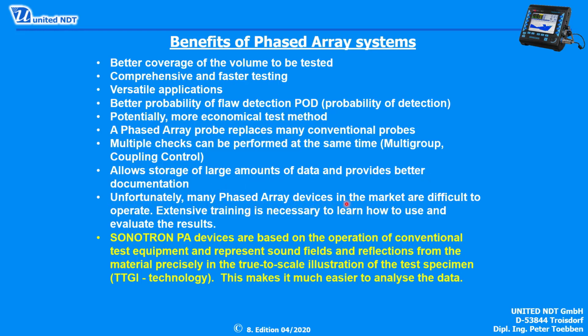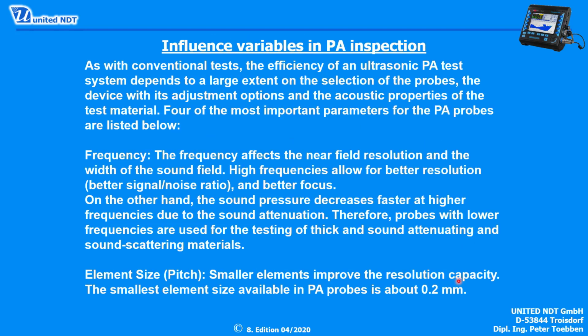Unfortunately, many phased array devices in the market are difficult to operate, as I mentioned. So extensive training is necessary to learn how to use them and evaluate the results. The Sonotron PA devices are based on the operation of conventional test equipment and represent sound fields and reflections from the material precisely in a true-to-scale illustration of the test specimen. That is called TTGI technology. This makes it much easier to analyze the data. I'm coming to the TTGI later.